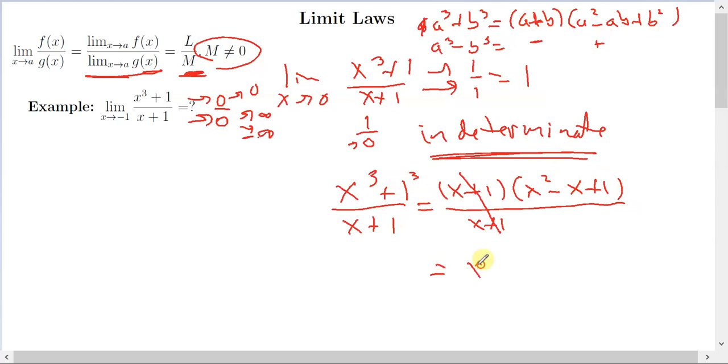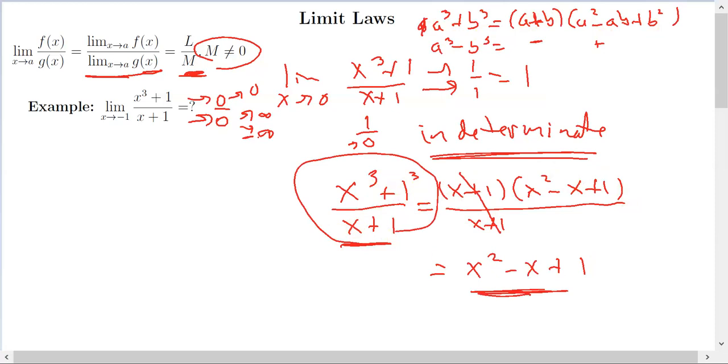And I just end up with x squared minus x plus 1. But there is an issue here. Is this and this equivalent? Are they the same thing? And the answer is no. In terms of functions, if you're looking at this function and this function, they're not the same.